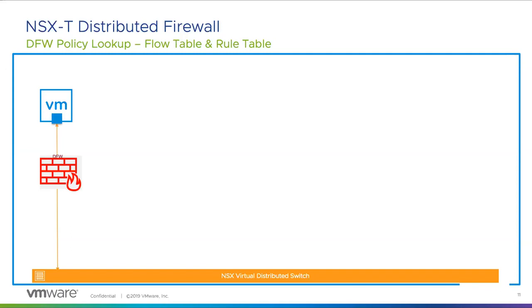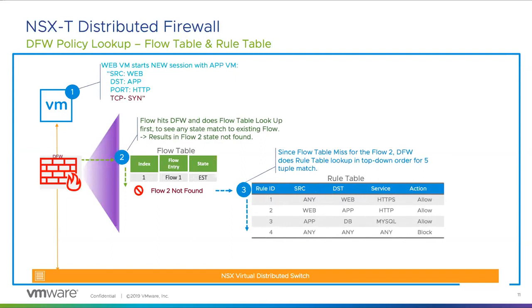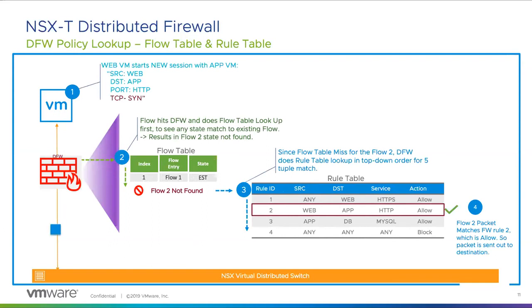All right, so here's a look at the distributed firewall policy lookup and flow table and rule table. So, we have a packet, and the packet does a lookup on the connection table to determine if an entry for the flow already exists. So we hit the distributed firewall, and here it hits the flow table lookup first to see if anything's there. If the flow is not found, we flow out to the rule table. We do a top-down order for our 5-tuple match. The packet hits rule 2, which is allow. So the packet is sent out to the destination.